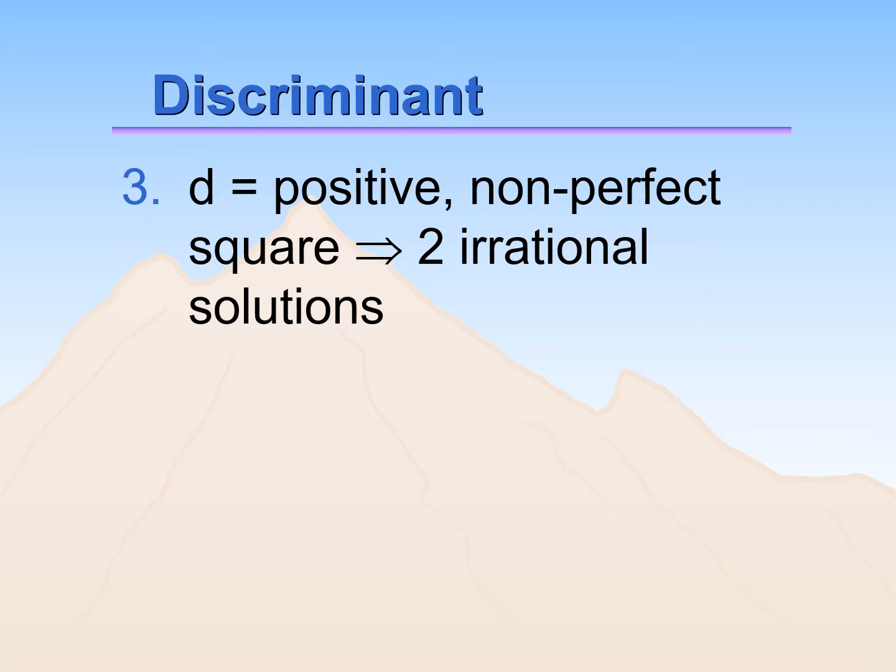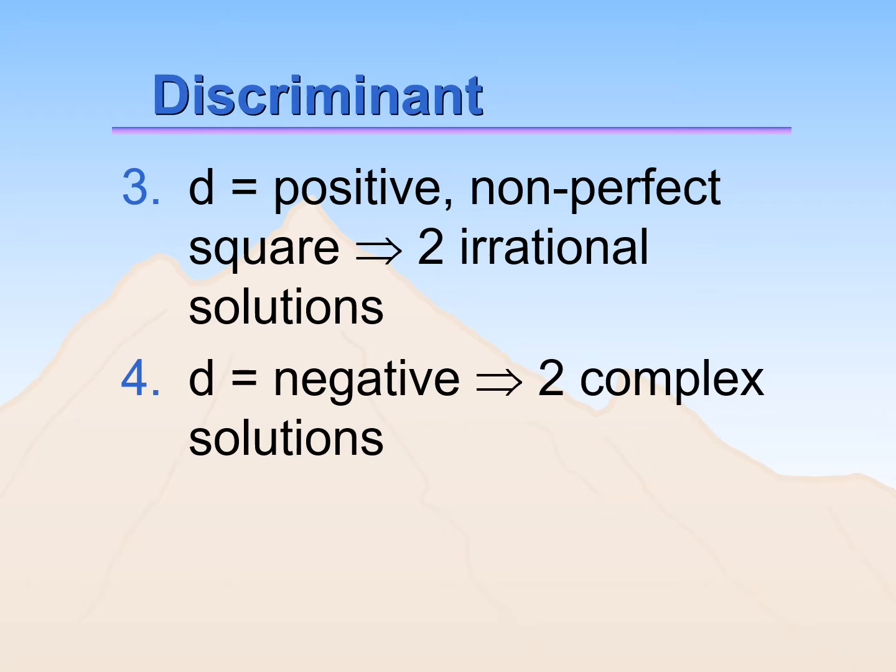And then finally, if your discriminant is negative, and up until this point, if your discriminant is negative, typically we were like, uh-oh, something went wrong, do it again. But now that we've been introduced to complex numbers, we can say, if your discriminant is negative, you're going to have two complex solutions, or two imaginary numbers.